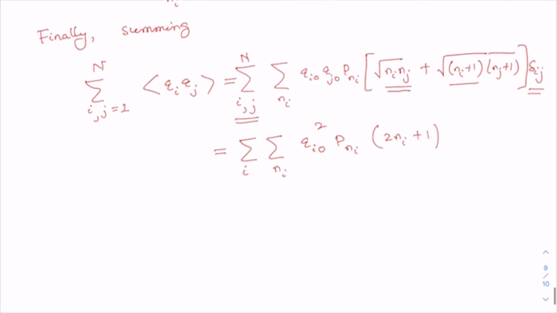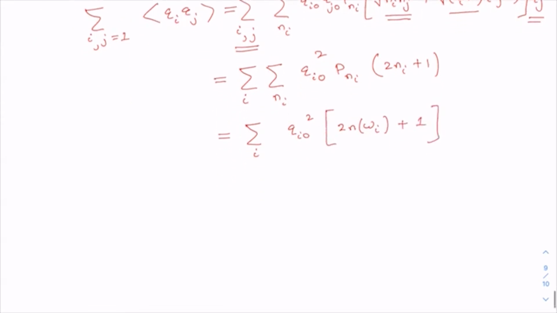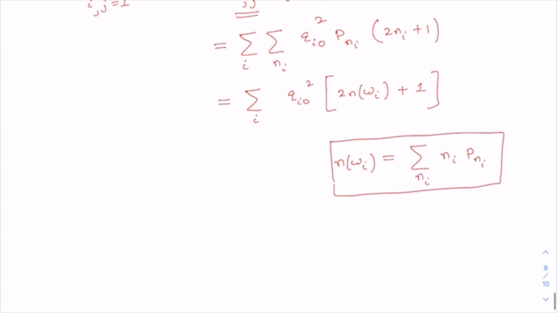This I can further write as summation i qi0 square, and this would be twice n of omega i. I'll explain how I'm getting it. This n of omega i is nothing but the average number of phonons for the ith oscillator, and that is ni pni. I think this you can recognize. I have just utilized this one. So this is the expression I get.